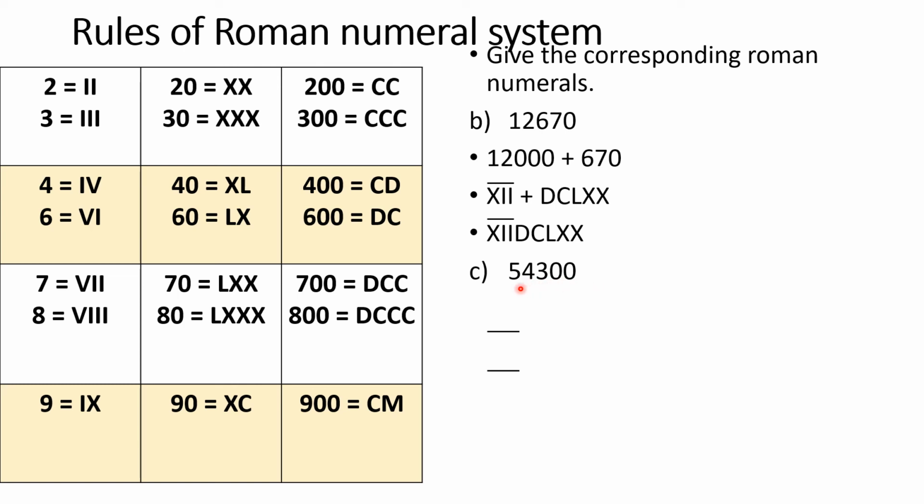Now take one more example. 54,300. For this, I am writing 54,000 plus 300. Now, what is the value of 54? For 50 there is the sign L, and for 4 it is IV. It means LIV, and put a bar above LIV. So it is the value 54,000, 54 multiplied by 1000. And for 300 it is CCC. So the Roman numeral for 54,300 is LIV bar CCC.